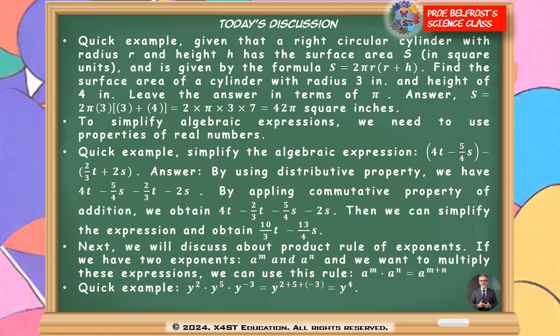Very simple, right? For example, y to the 2 times y to the 5 times y to the minus 3. Then we have y to the sum of 2, 5, and minus 3. So basically we're left with y to the 4. Very simple.